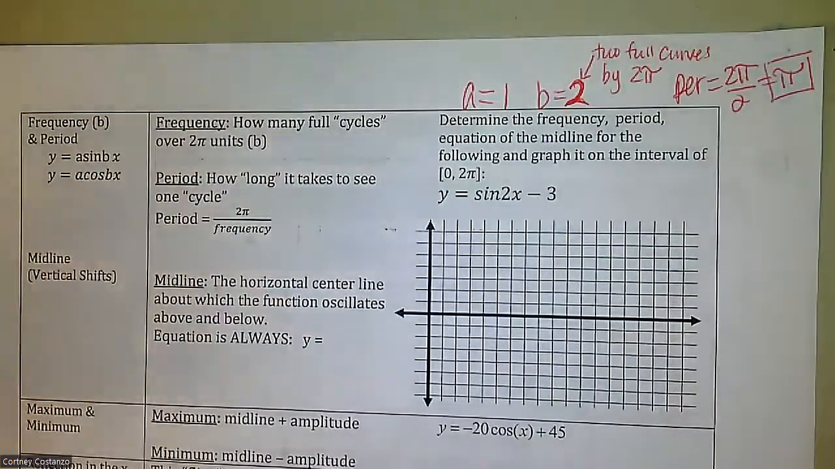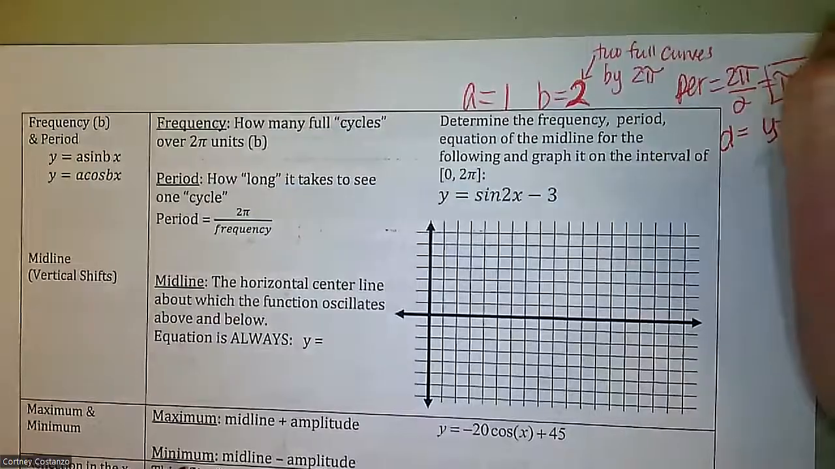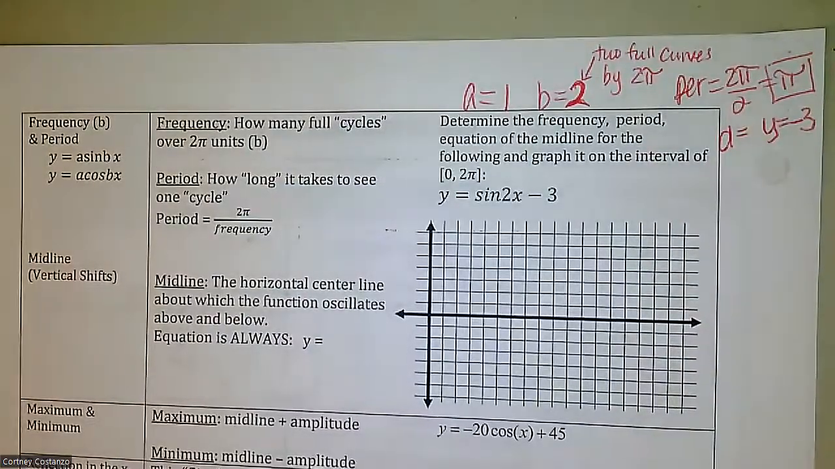And then by the time I get to the 2 pi, I should see my second full cycle. And then last but not least, my midline is at -3. So I'm going to start with my midline being down at -3.